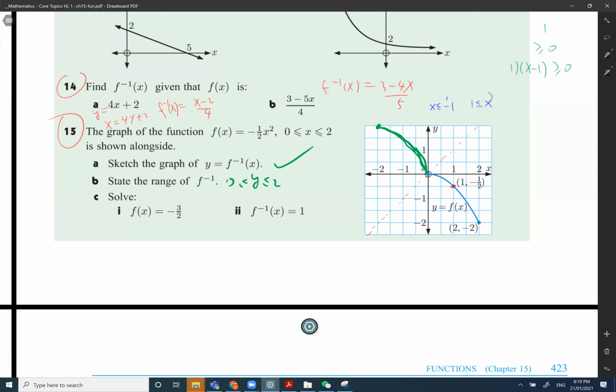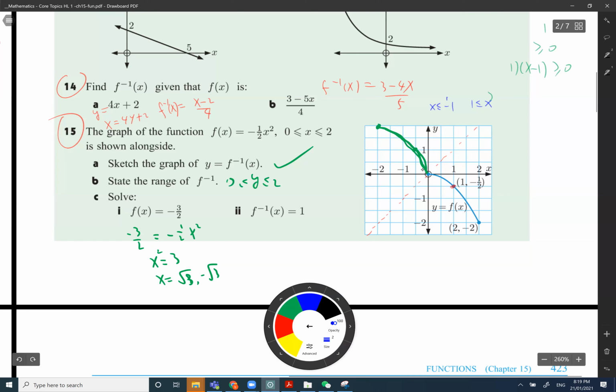F x equals this one just means negative 3/2 equals negative half x squared. Isabella, what's x? Really? x squared equals 3. x equals √3 or negative √3. Substitute that into x. Oh, that's the y value. The answer is here. You need to reject this.